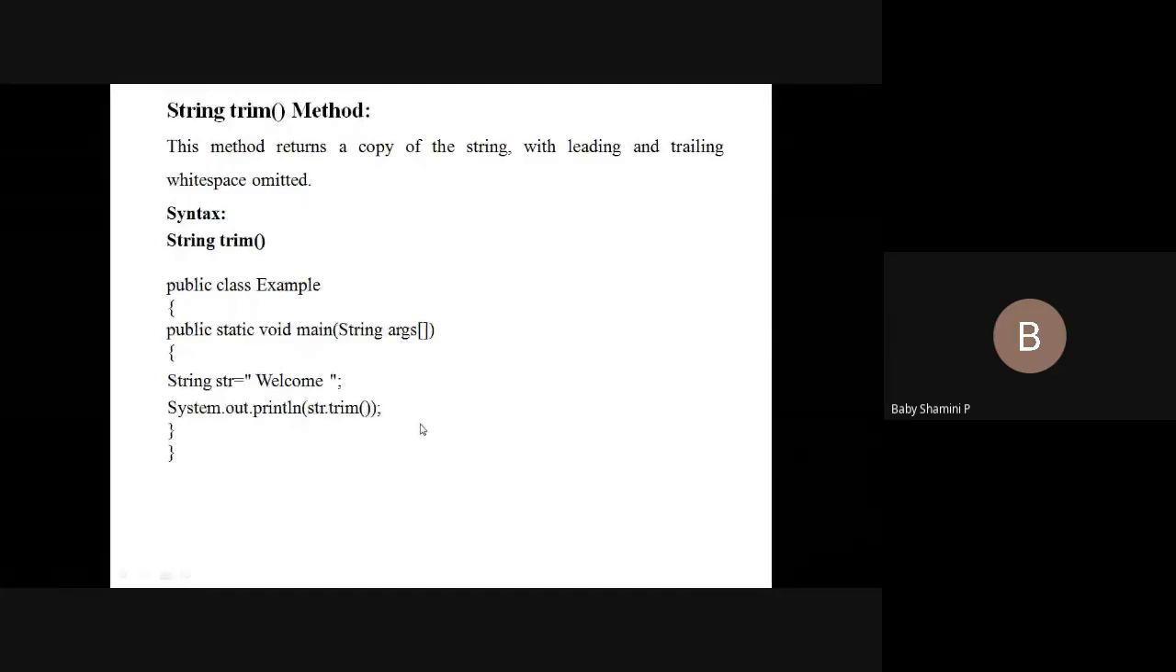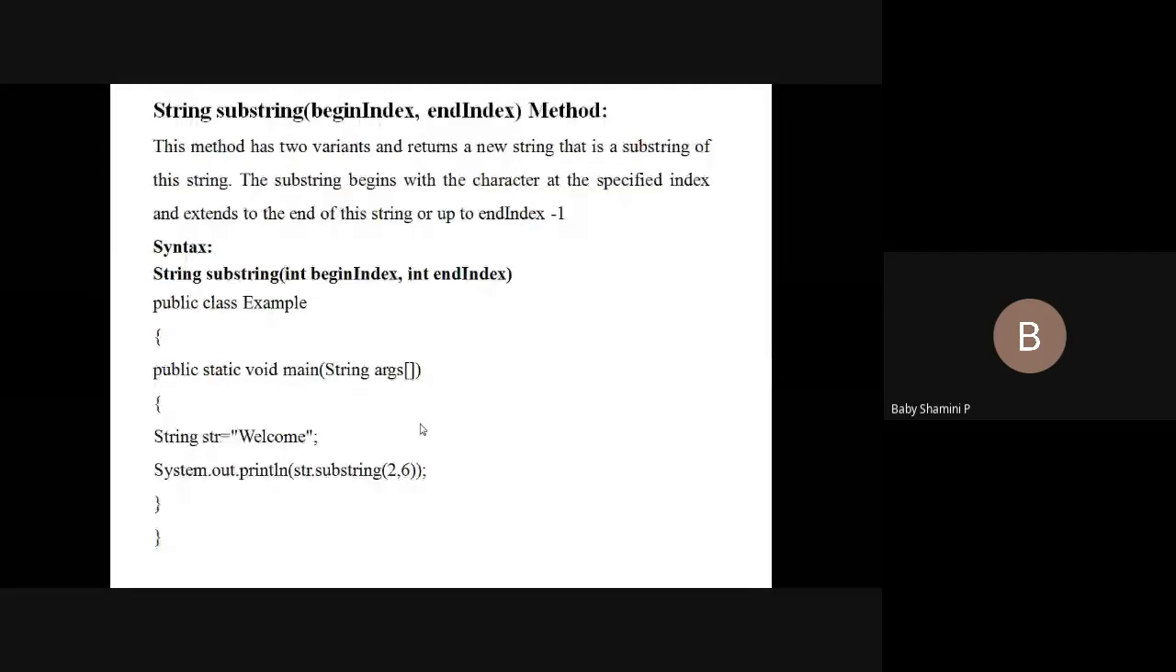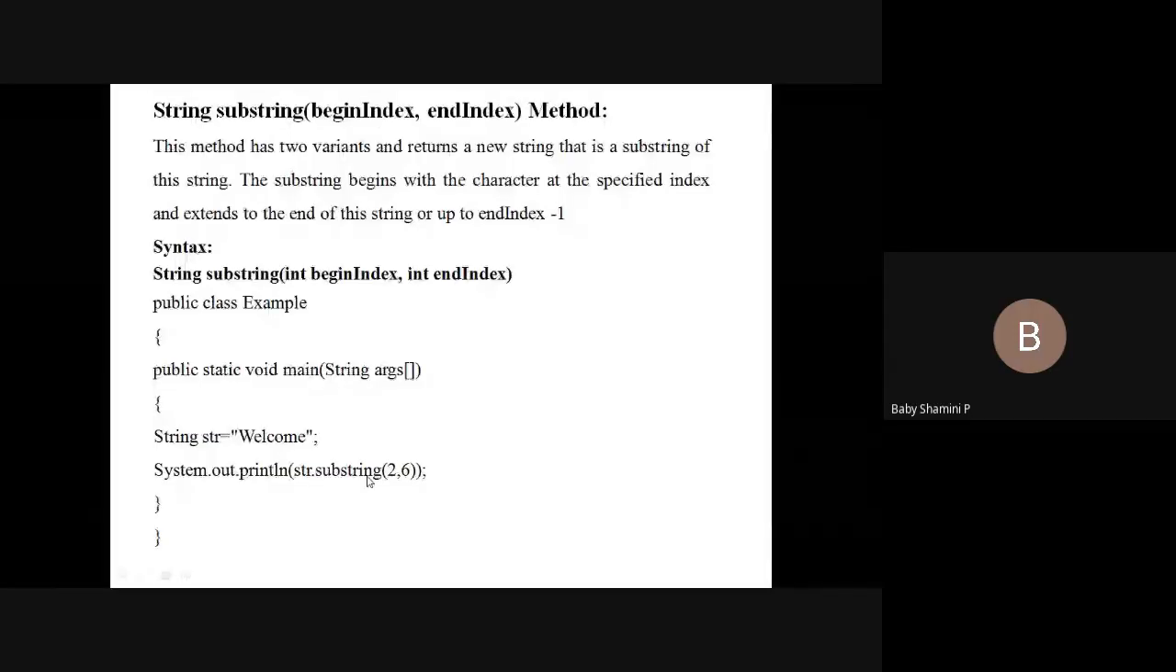So next one, substring. So we have a string. From this string, if you want to find a substring, we go with the substring method. In the substring method, we have to give an index value. Based on the index value, it splits the string and finds the substring.